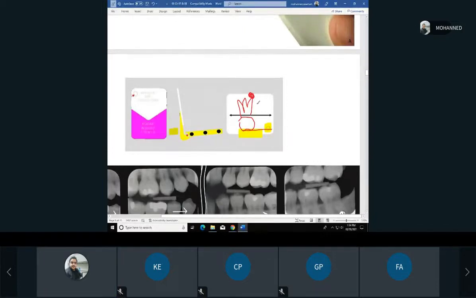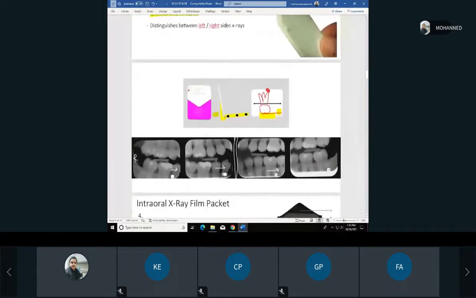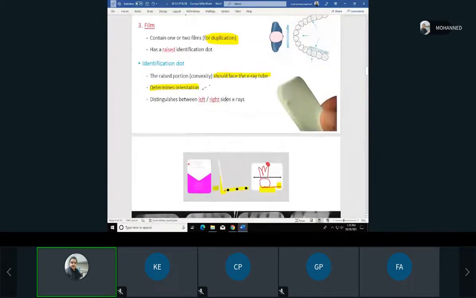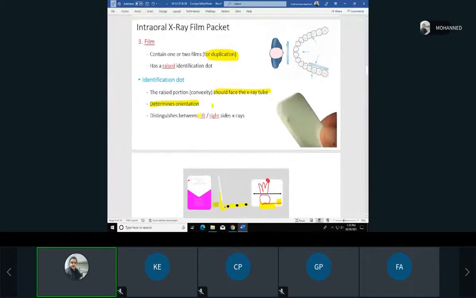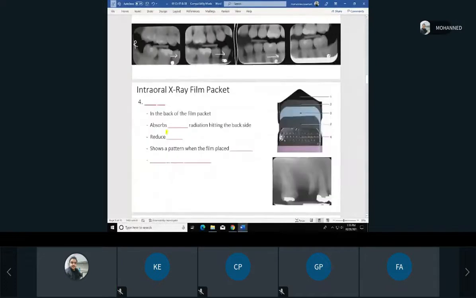Anyway, we don't need to go too much in depth. You guys know now. It's helpful with the orientation and with the left and right sides of the patient. So again, placing it always in the same direction would help us with the left and right. All good?